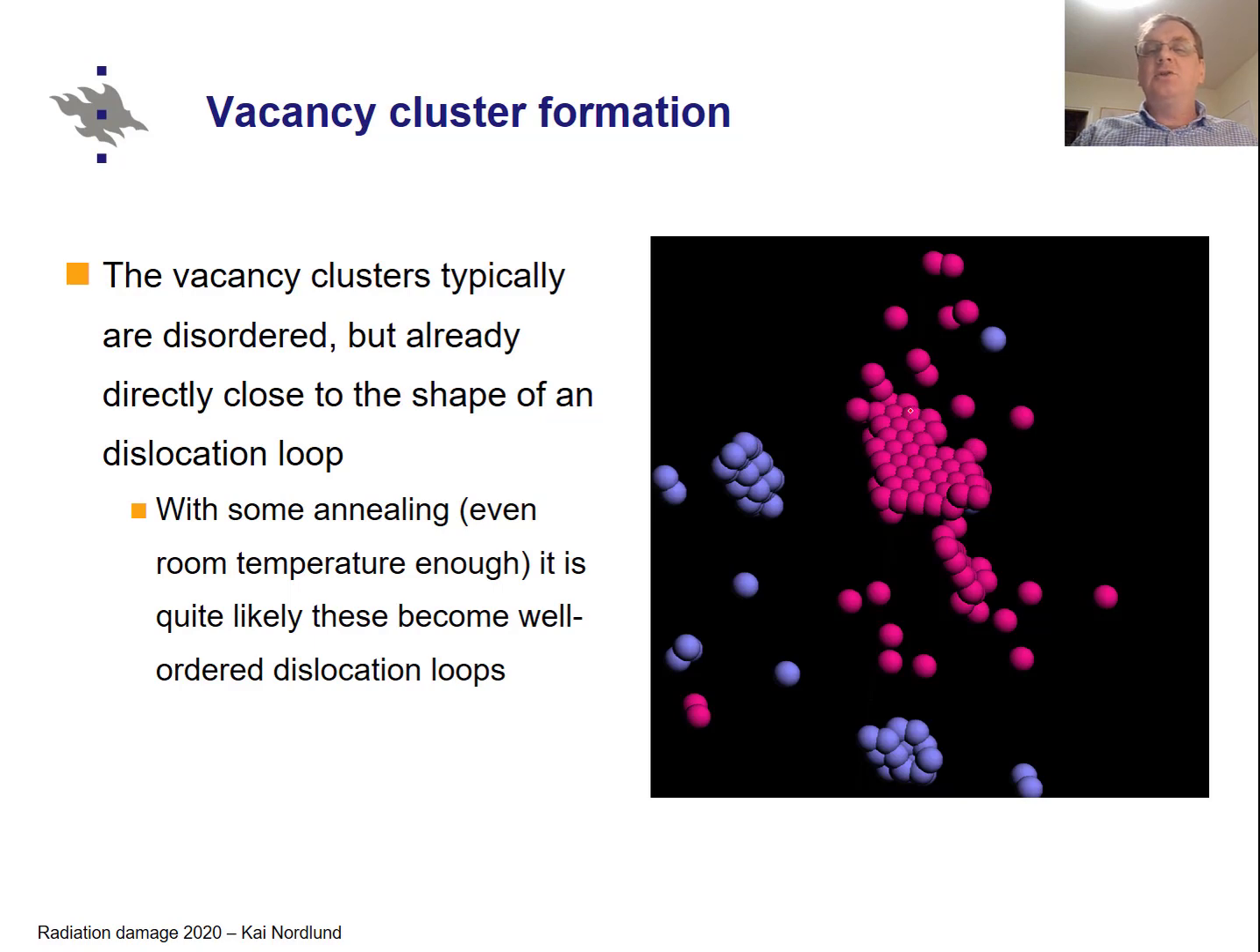The vacancy clusters are sometimes quite disordered as in the previous example, but sometimes also pretty well ordered, like here you see an almost perfect vacancy platelet on a single structure. And this is right after a cascade. If one has longer time scales, then it's quite clear that these disordered vacancy clusters would reorganize towards a more well-ordered dislocation loop. Of course, how efficiently this happens depends on the ambient temperature.